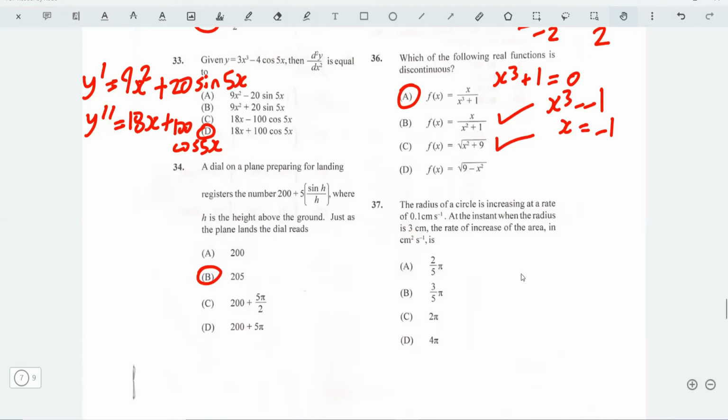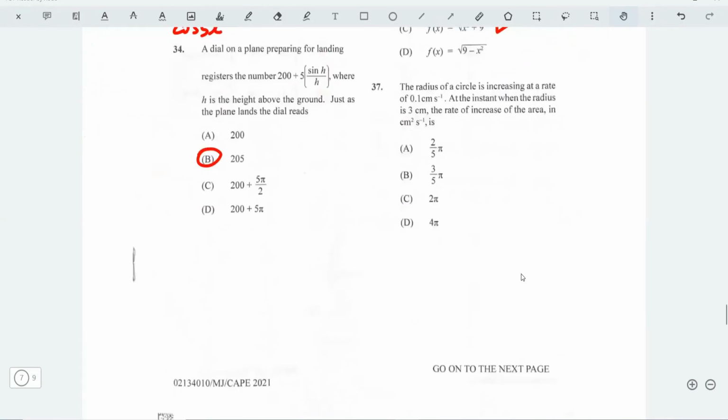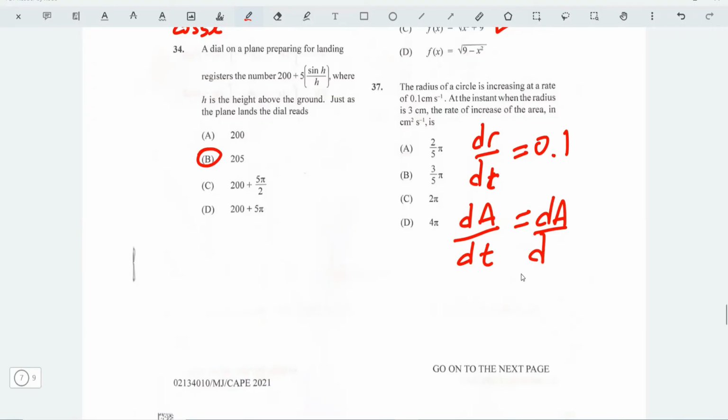Nice. Question 37. It says the radius of a circle is increasing at a rate of 0.1. The rate of change of the radius is dr by dt, and that's 0.1. And at the instant when the radius is 3, the rate of increase of the area, so the area is dA by dt. dA by dt can be found by dA by dr times dr by dt.